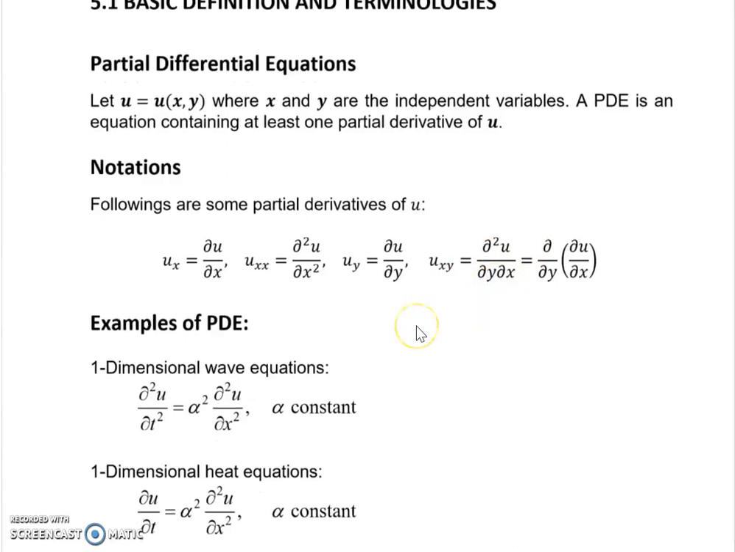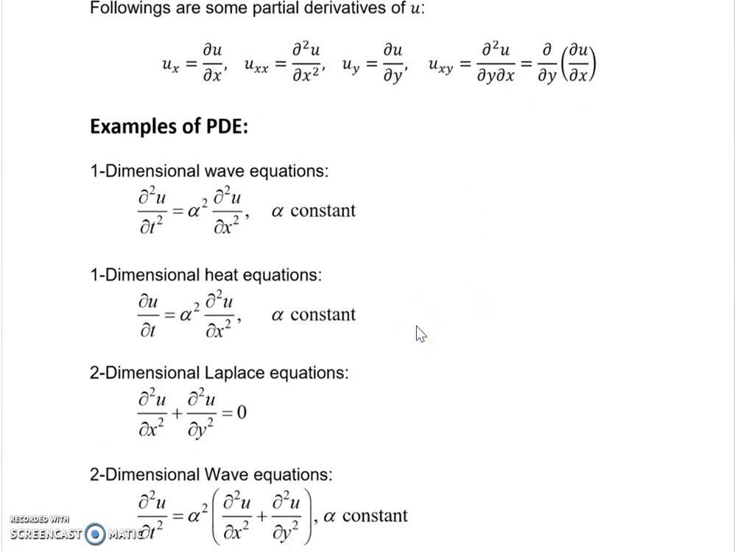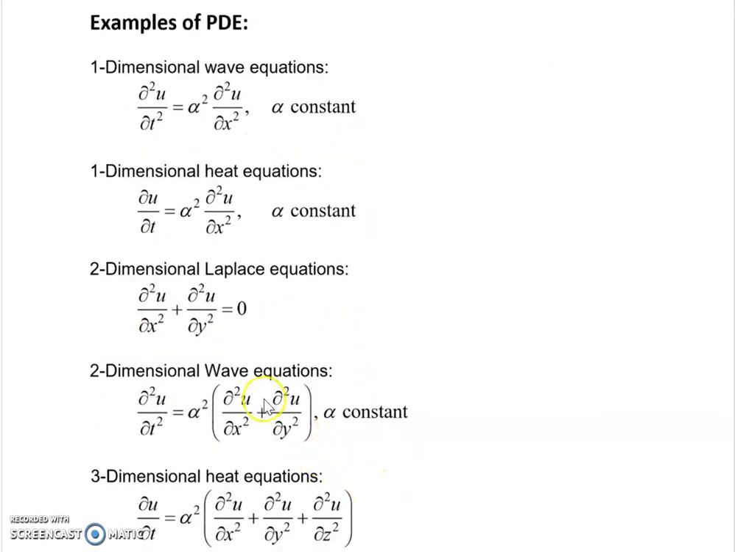In this chapter you are going to learn about three types of PDE. You have the wave equation given in this form, so this is the general wave equation. Then you have the heat equation given here, and then the Laplace equation. Only these three. The wave equation in 2D and heat equation in 3D, the last two here, are out of the syllabus. So we will discuss only these three.